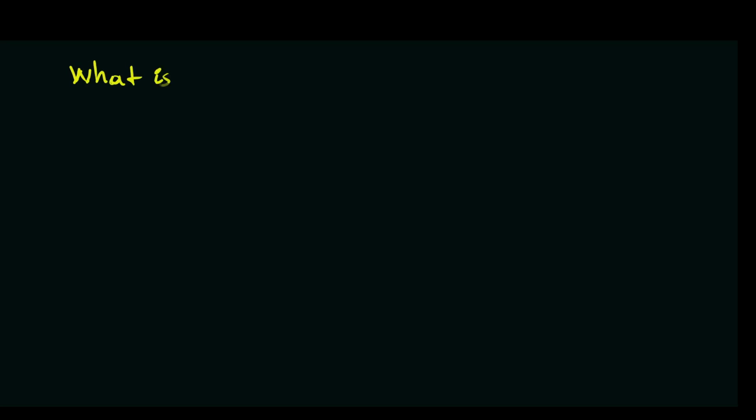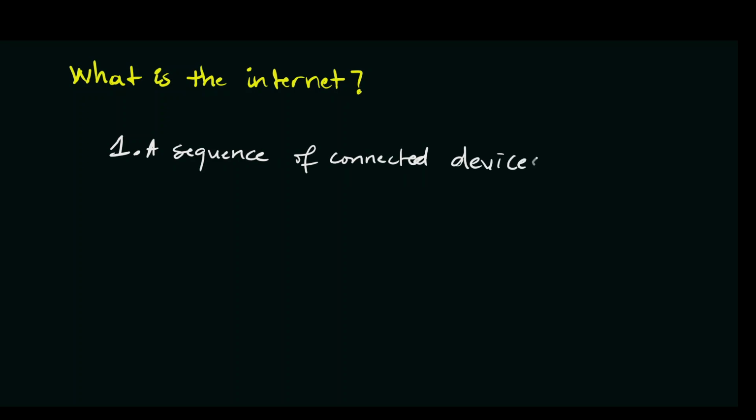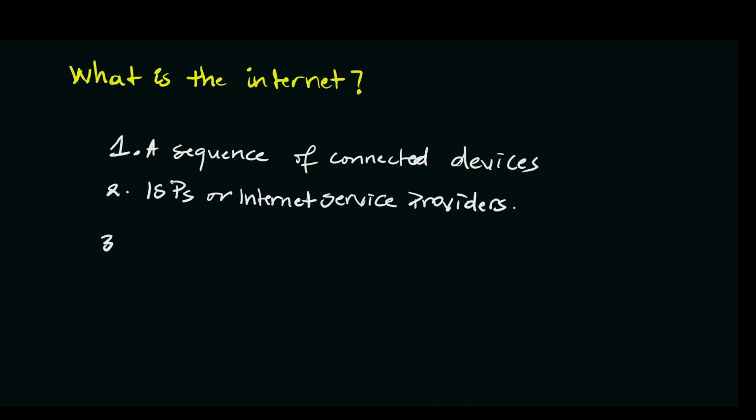What is the internet? In today's video, we will see what the internet really is. I will put its definition in four main concepts. First is a sequence of connected devices. The second is ISPs, or internet service providers. The third is protocols. The fourth is applications. Let's start with a sequence of connected devices.